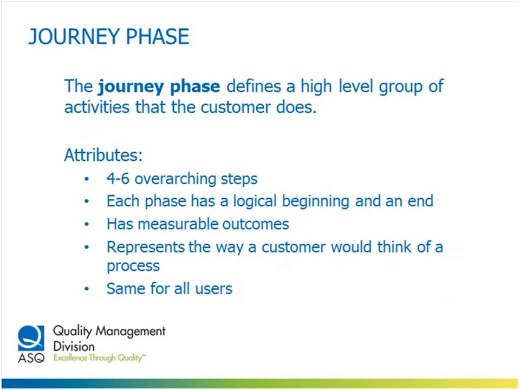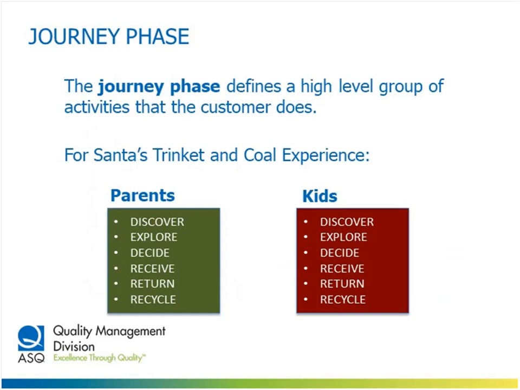The journey phase. So these are the high-level group of activities that the customer does. Again, words that the customer uses. 4 to 6 steps. Each phase has a logical beginning and end, because this is where we're really going to put some of our measurable outcomes. And the words we're going to use are going to represent the language of the customer.